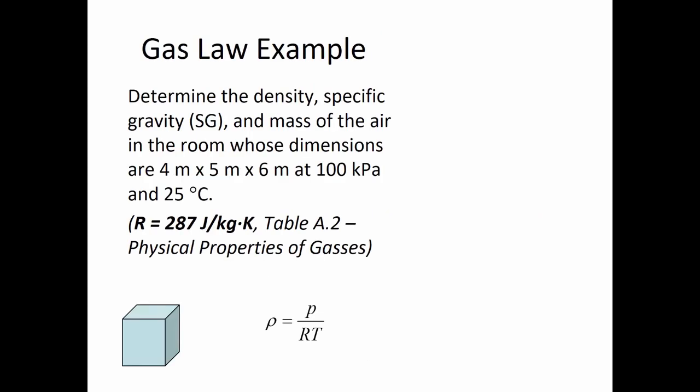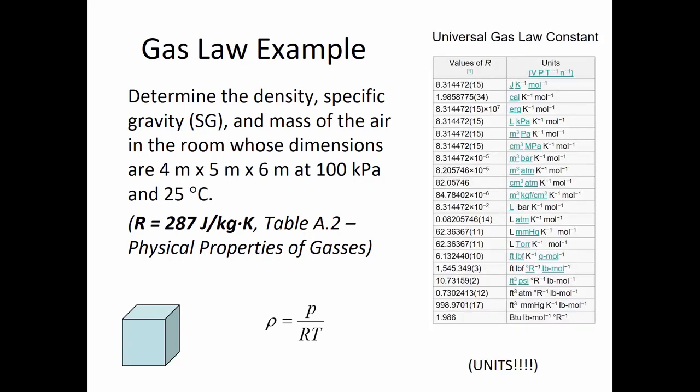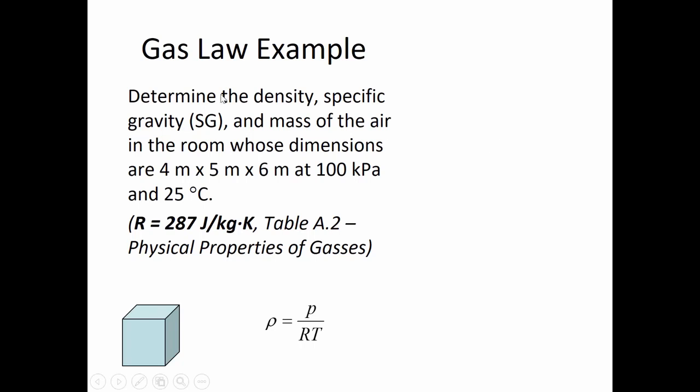So the example that I want to show you, I'll just put this solution on the screen here, and then if it would be helpful for you to work through it on your own time, you'll be able to do that by going back to the video recording. What we were going to do is determine the density, specific gravity, and mass of air in a room that's 4 by 5 by 6 in size. So we've got a certain volume of air, and we want to know what's the density, the specific gravity, and mass. So the key to this is calculating the density first.